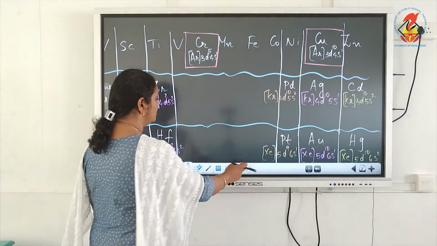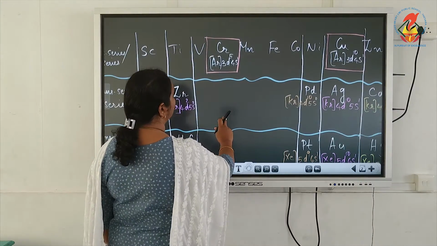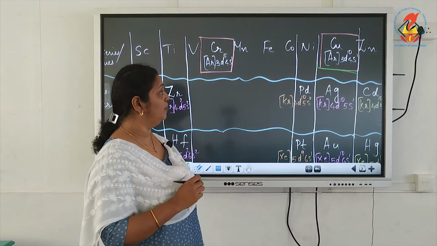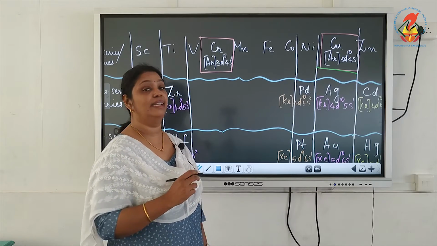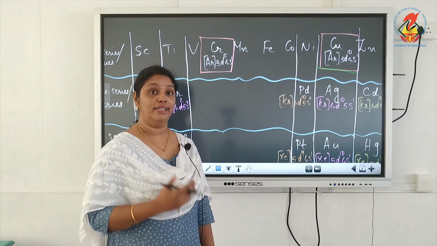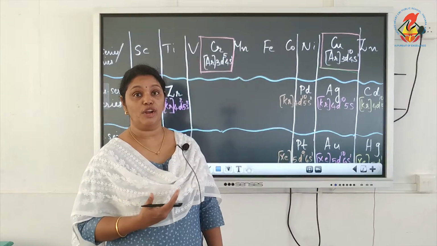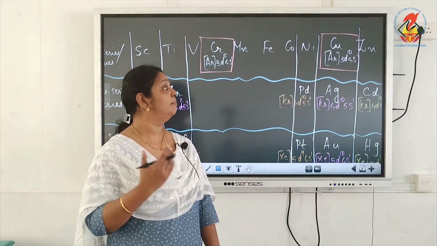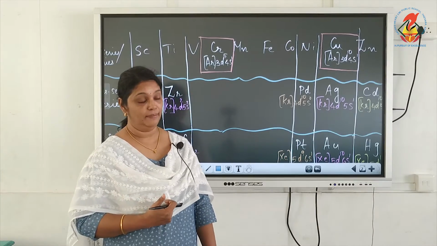And you can also see the exceptional configuration taken by chromium and copper. Chromium configuration is argon 3d5 4s1 and copper is argon 3d10 4s1. And we have already studied the reason. They take this exceptional configuration to get extra stability due to half filled and completely filled d orbital.